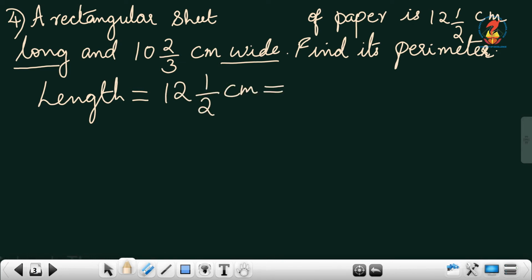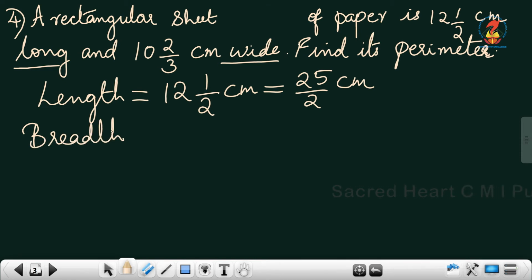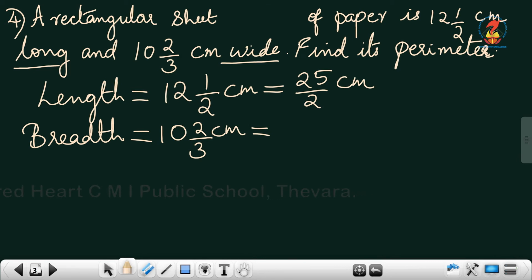How will we convert this mixed fraction into an improper fraction? 12 into 2, 24. 24 plus 1, 25 by 2 centimeter. Now you write the breadth. When you are writing the statement, you write down length of a rectangular sheet of paper, breadth of a rectangular sheet of paper. Okay. Breadth is equal to 10 2 by 3 centimeter. That is 3 into 10, 30, 30 plus 2, 32 by 3 centimeter.